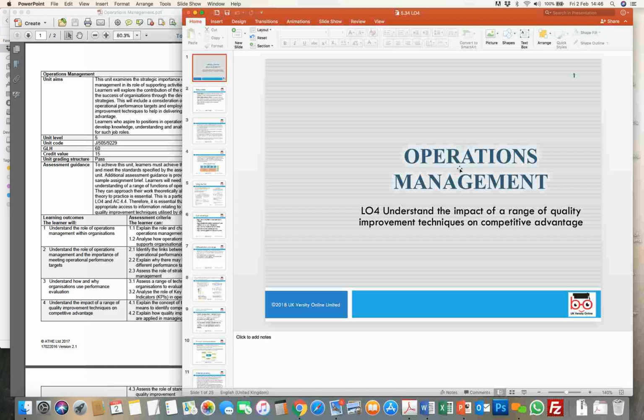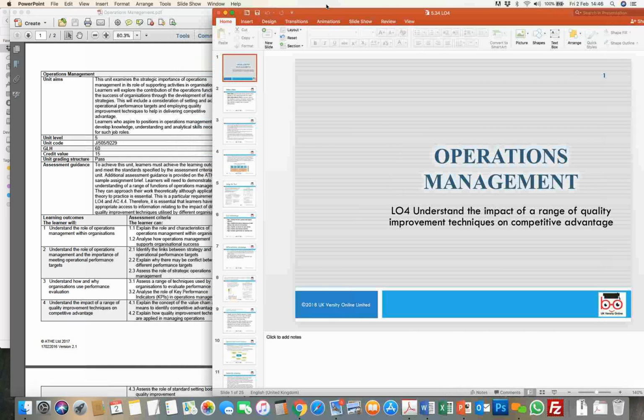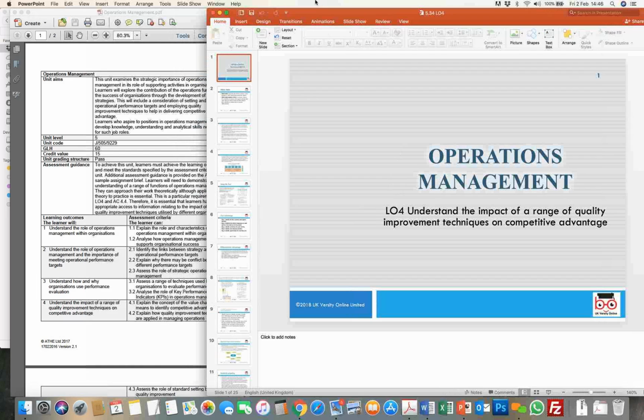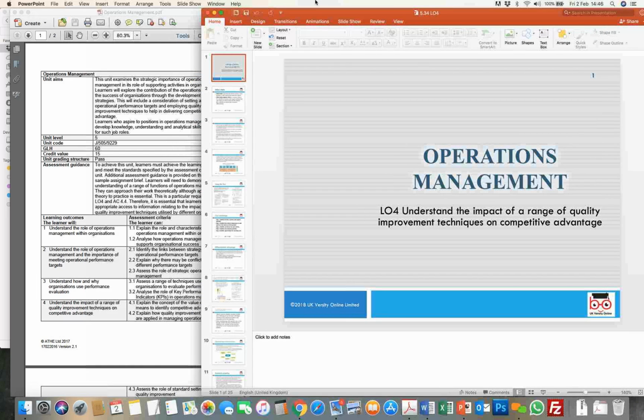Now, in this learning outcome 4, we are looking at broadly understanding 3 areas. One is we need to understand a range of techniques which help us evaluate performance. Beyond the three that we looked at last time, we look at one of the other tools, which is called value chain analysis, VCA.